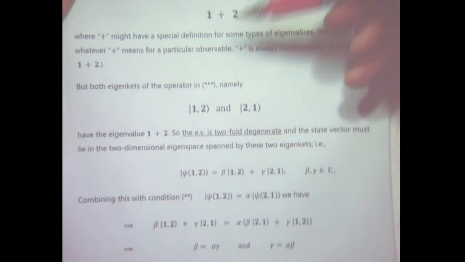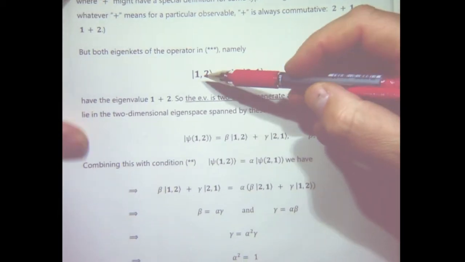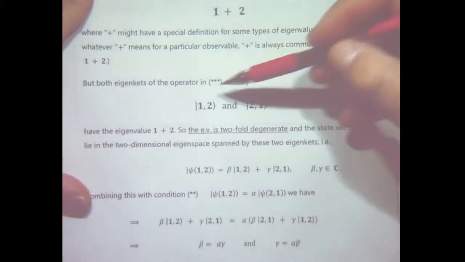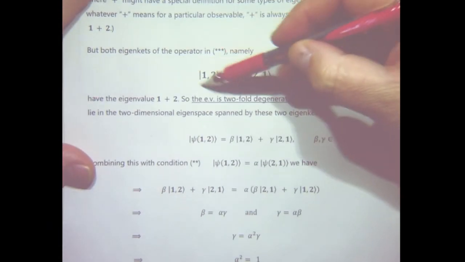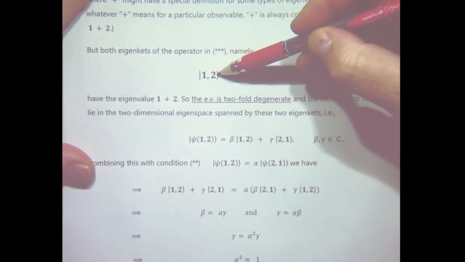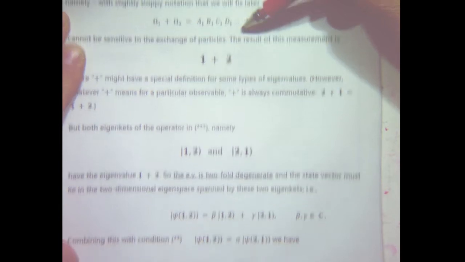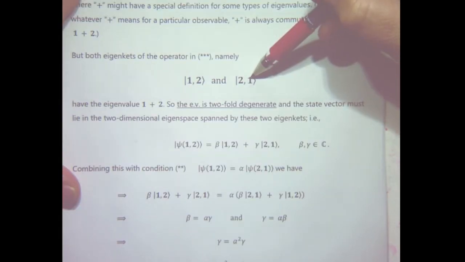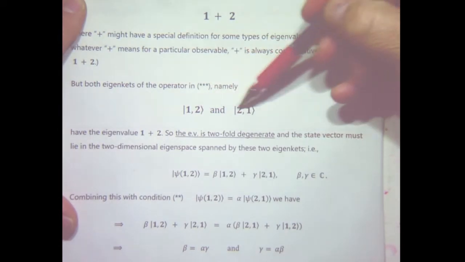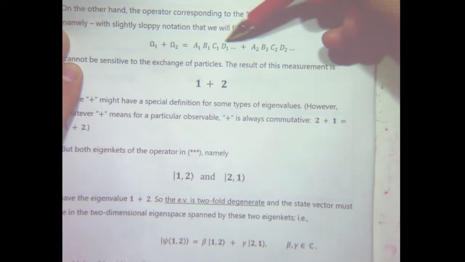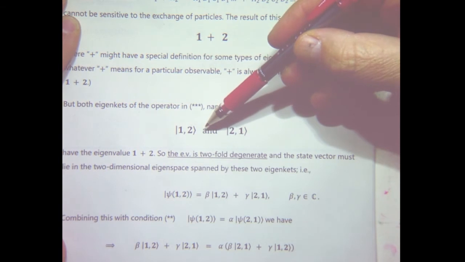But the thing is, there are two eigenkets of this operator. You see that operator acting on this ket gives 1 plus 2, and that operator acting on this ket gives 2 plus 1, but 1 plus 2 equals 2 plus 1, the same eigenvalue. It's degenerate. Twofold degenerate. So these two eigenkets of this operator give the same eigenvalue, 1 plus 2.